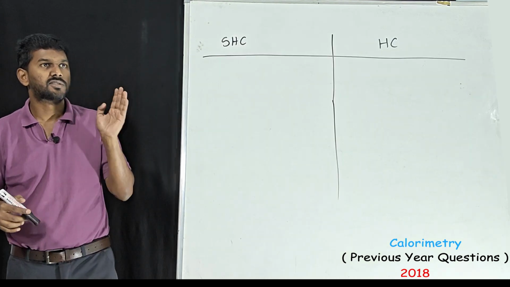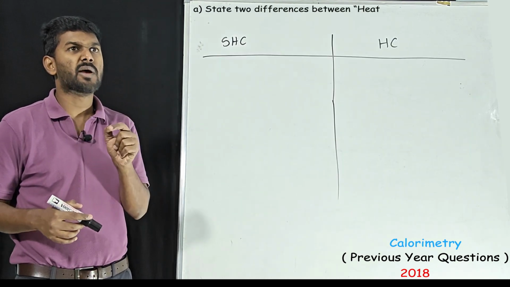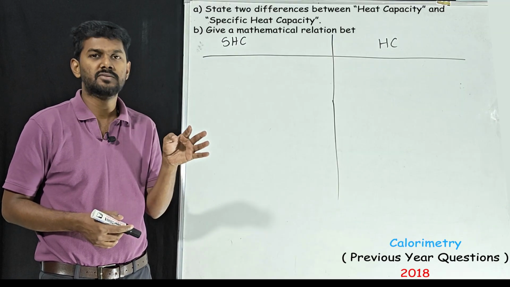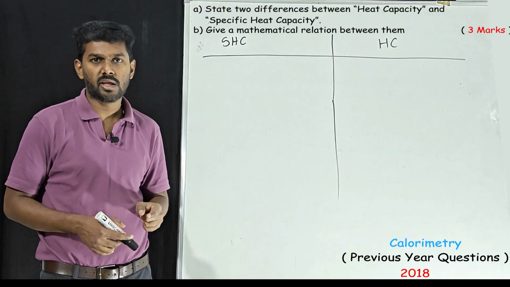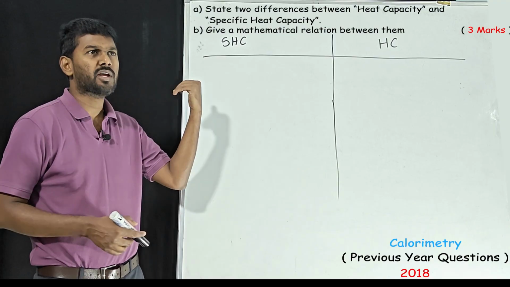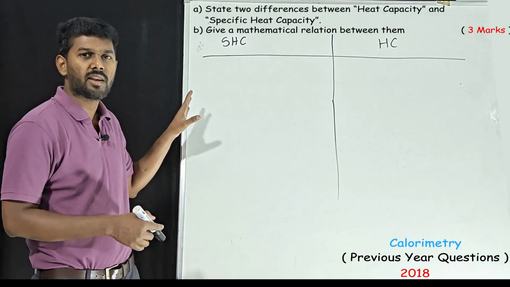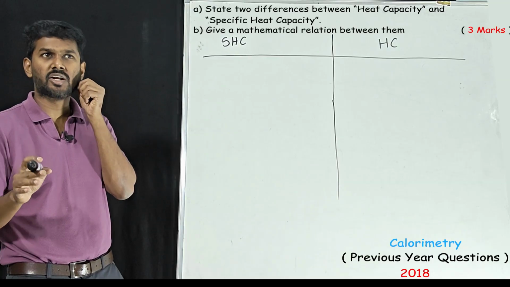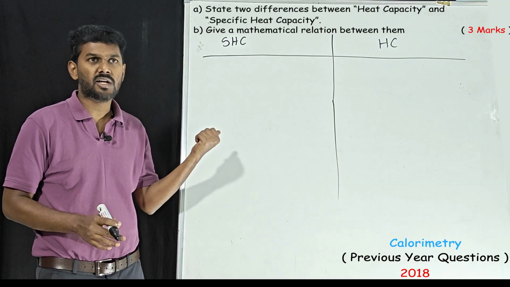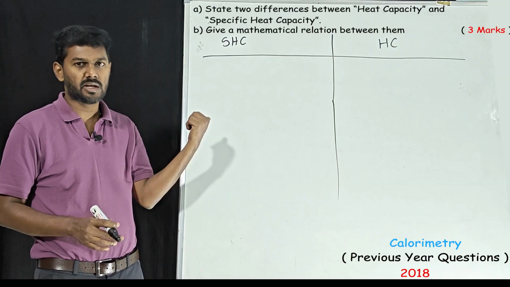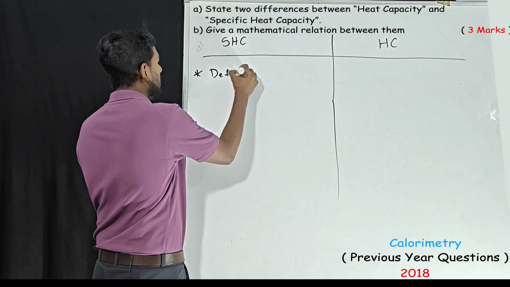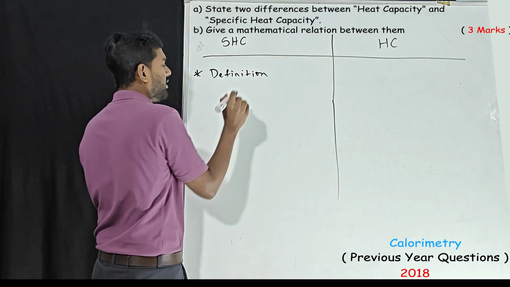Our next question, state two differences between heat capacity and specific heat capacity. See, we have learned all the differences from the textbook in the theory concept video, correct? Now here they are asking for two. Okay, we will write 3 or 4. Now listen, state two differences. First, always try to write the definition. We have learned the definition of specific heat capacity and heat capacity, correct? For both sides, write the definition.